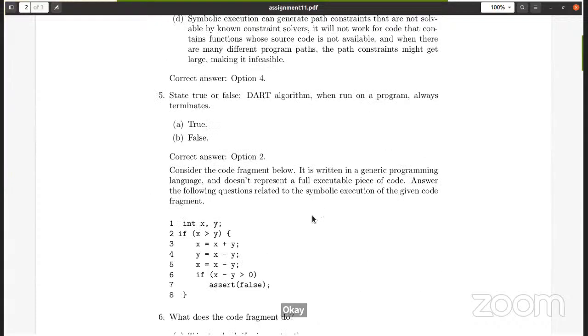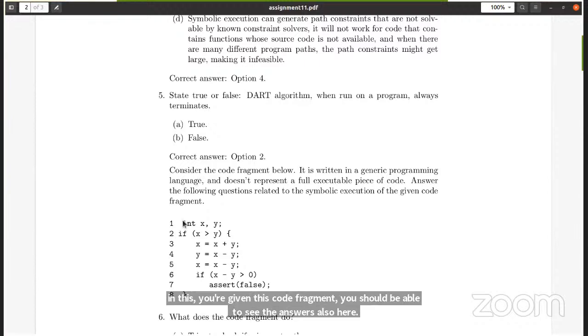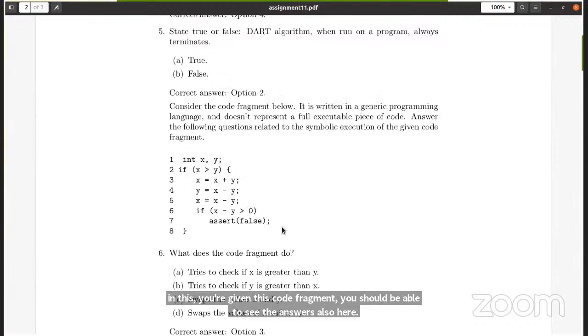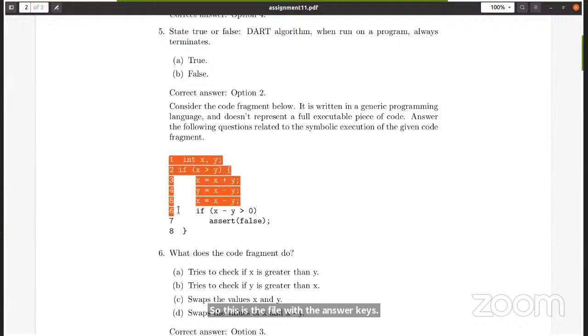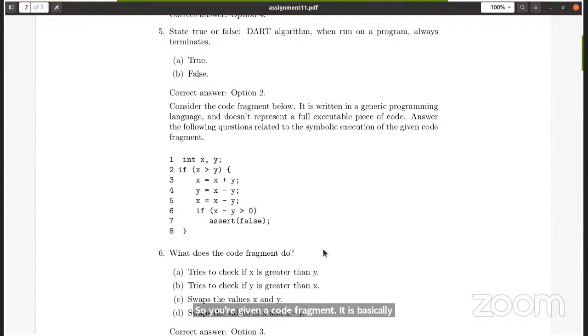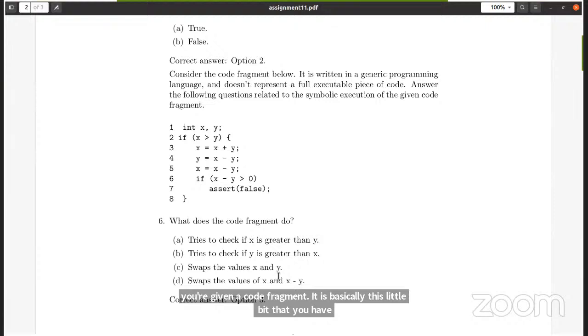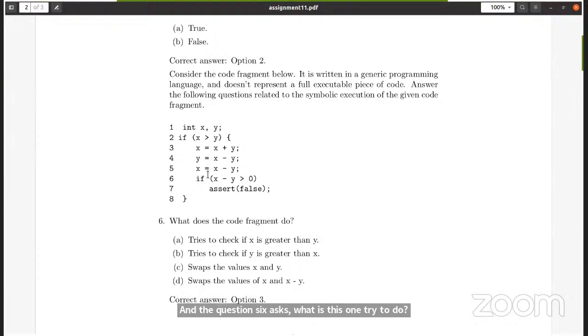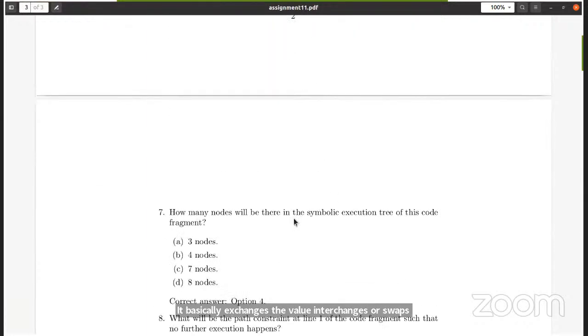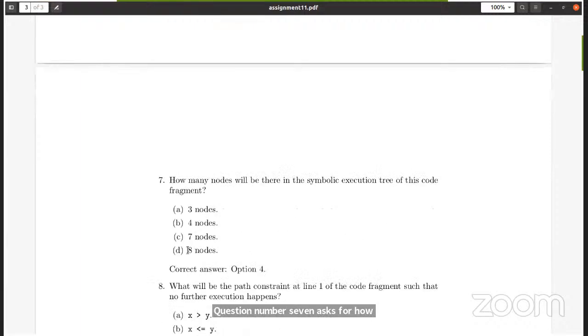Okay, they are group questions. In this, you're given this code fragment. You should be able to see the answers also here. So this is the file with the answer keys. It is basically this little bit that you have. Question 6 asks, what does this one try to do? It basically exchanges, interchanges, so swaps the values of x and y, just written in a slightly long way. Question number 7 asks for how many nodes will be there in the symbolic execution tree? And the correct answer that was marked is 8 nodes. So what is your doubt in this?